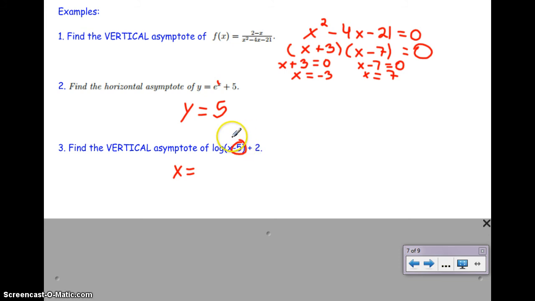I do not care about the plus 2 because that is moving up and down. I want to look at the inside of the parentheses because that is a transformation left and right. Since it's minus 5, I am moving right 5. Remember, we start on 0. So if I move right 5, I am now going to be crossing the x-axis at 5. So my vertical asymptote would be 5.